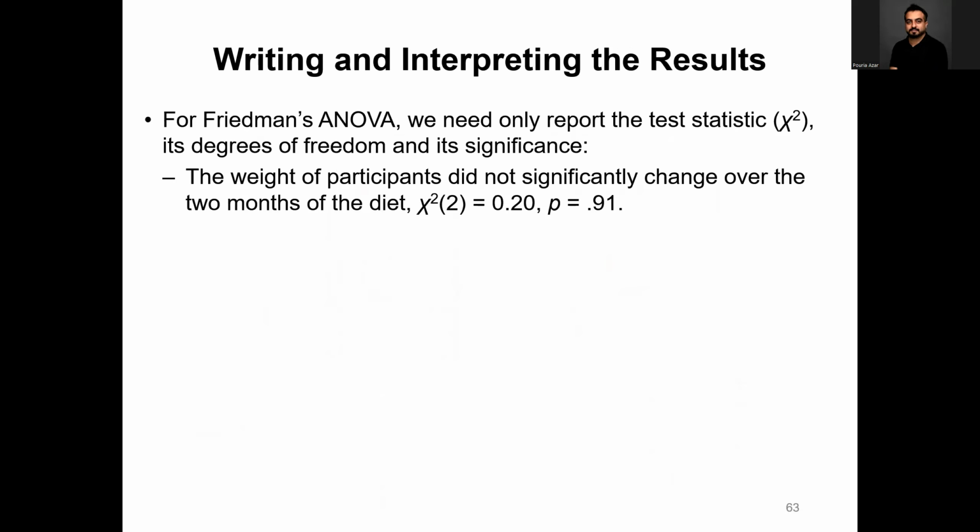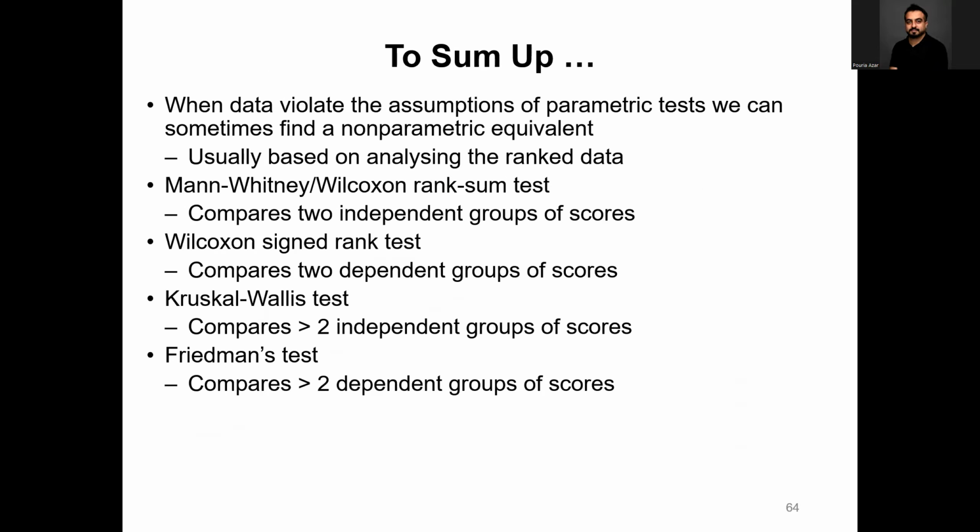So for the reporting, chi-square, X squared, is my test statistic. So I would say the weight of participants did not significantly change over the 2 months of the diet. X squared, then inside the parentheses my degree of freedom, and then the p-value. This is how I would report the output of Friedman's ANOVA test.